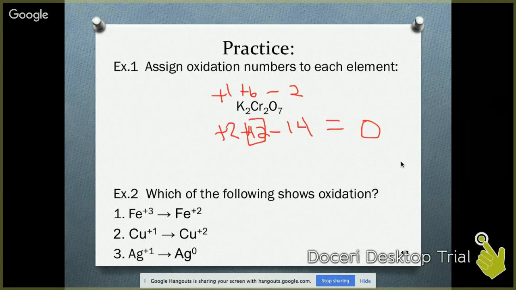When the Regents is asking for the oxidation number, we're looking for the number on top. The way that I set it up here, everybody kind of does it different, but we're looking for the individual oxidation state. So each chromium is +6.